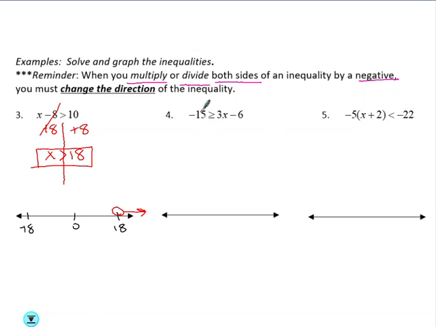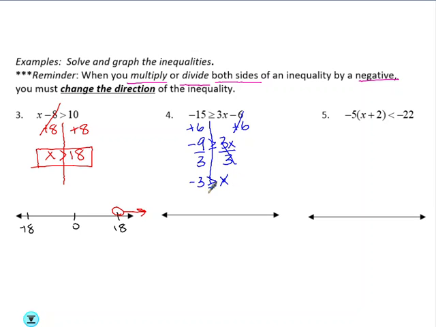Next, we have -15 is greater than or equal to 3x minus 6. So I'm going to draw my line. I'm going to start by adding 6 to both sides. Then I divide by 3. We do not switch the direction of the inequality because the number we divided by was not negative.